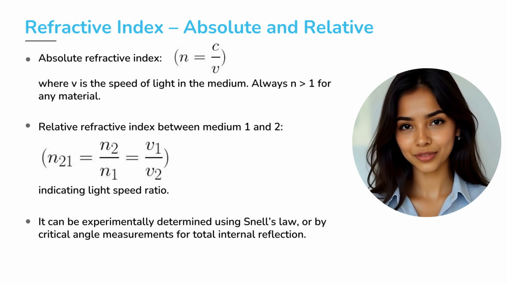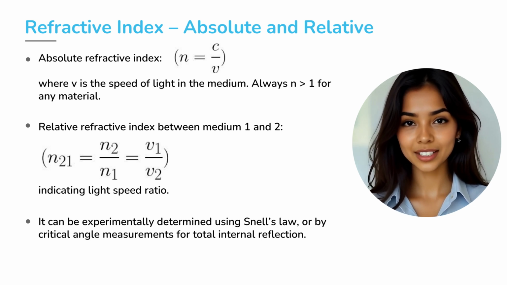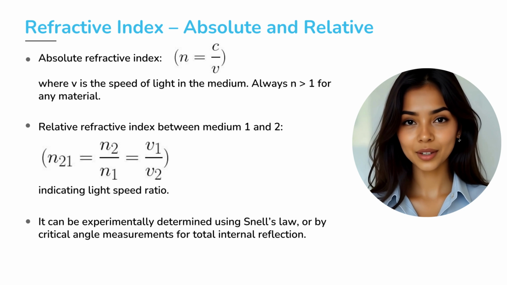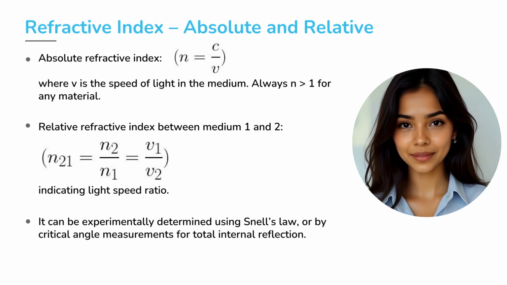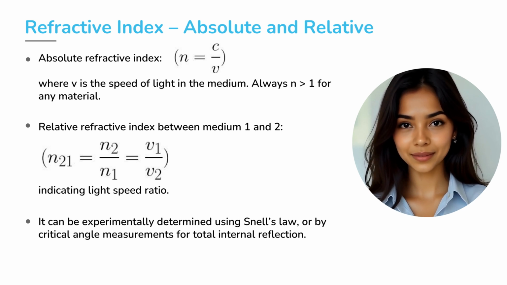The absolute refractive index of a medium, represented as n, is simply the speed of light in vacuum divided by the speed of light in that medium. In formula terms, n equals c divided by v, where c is the speed of light in vacuum and v is the speed of light in the medium. Since light slows down in any material compared to vacuum, n is always greater than 1.